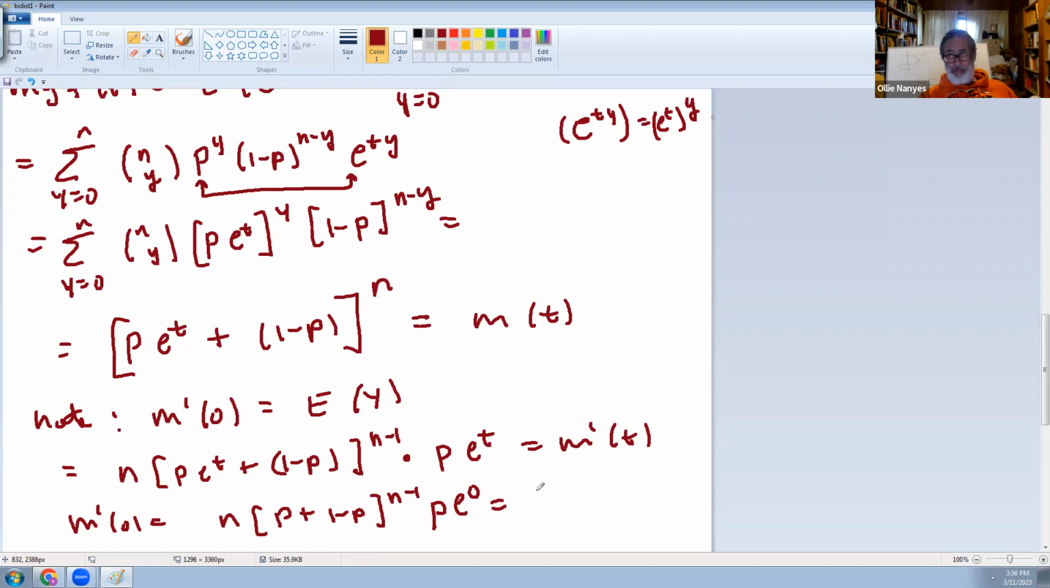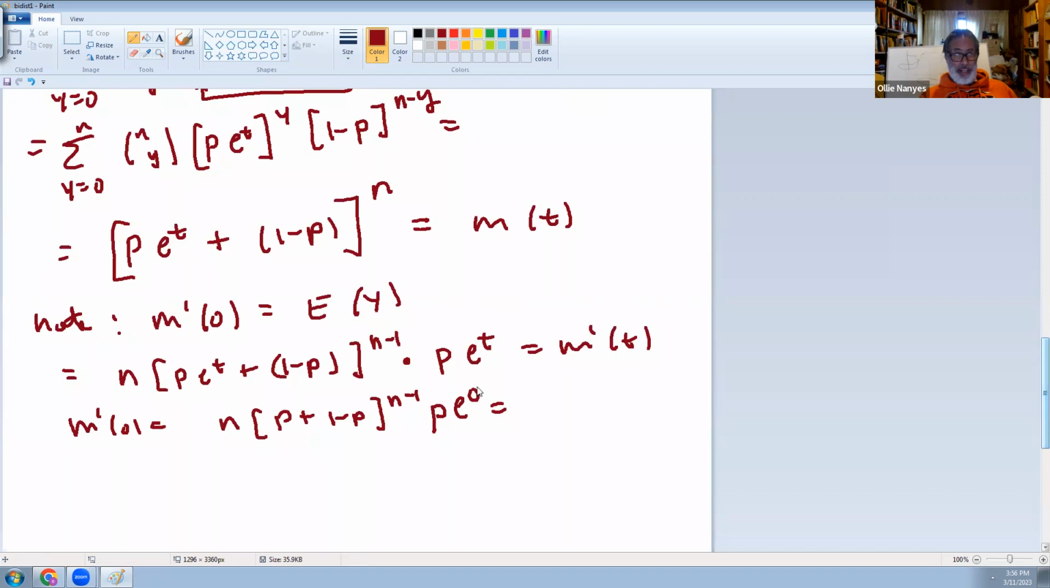And notice that the p and the 1, this translates to n times 1 times p, which is np, which is in fact the expectation.